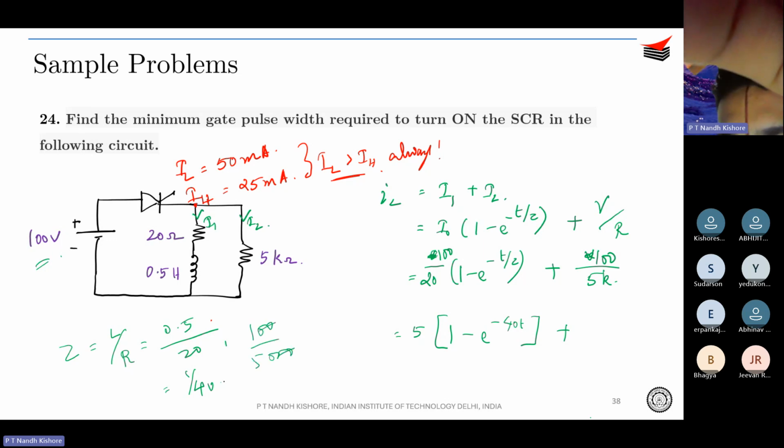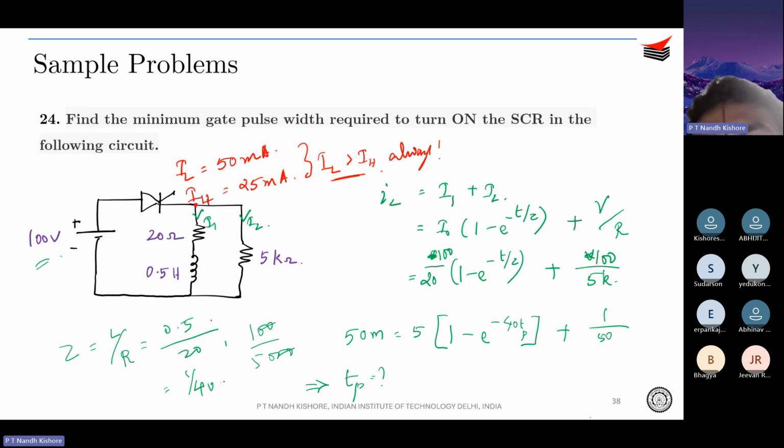1 by 50, right? So 1 by 50 is your IL. What is IL? IL is 50 milliamperes. So find out what is TP. Got it? It is just a summation of the current, so this current plus this current, I1 plus I2.